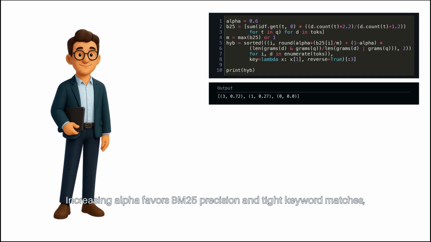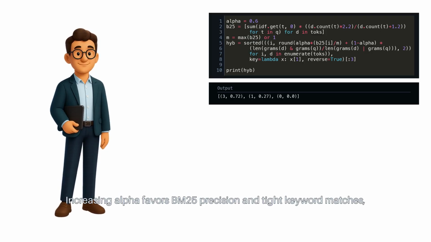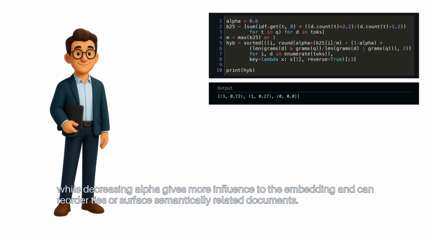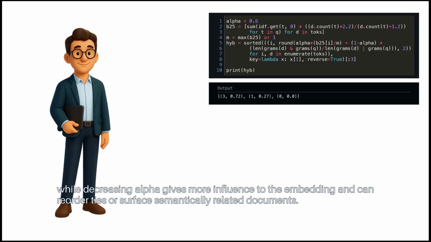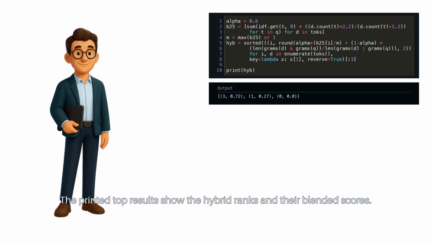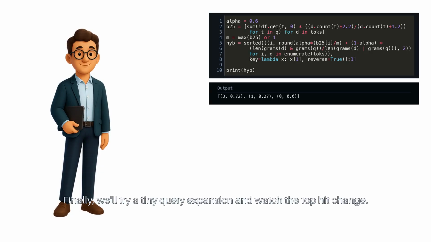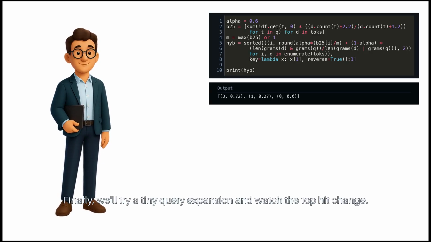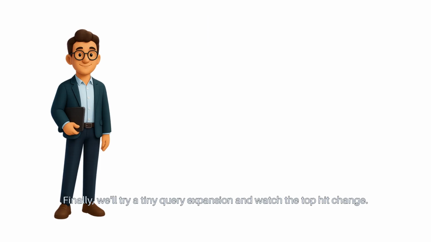Increasing alpha favors BM25 precision and tight keyword matches, while decreasing alpha gives more influence to the embedding and can reorder ties or surface semantically related documents. The printed top results show the hybrid ranks and their blended scores. Finally, we'll try a tiny query expansion and watch the top hit change.